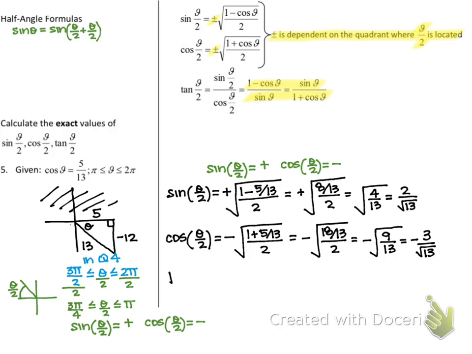And then tangent of theta over 2. I'm just going to use my sine and my cosine. Take a look. The denominators are the same, so when I pull it together, they're going to disappear. This is just going to give me negative 2/3. And that brings us to the end.